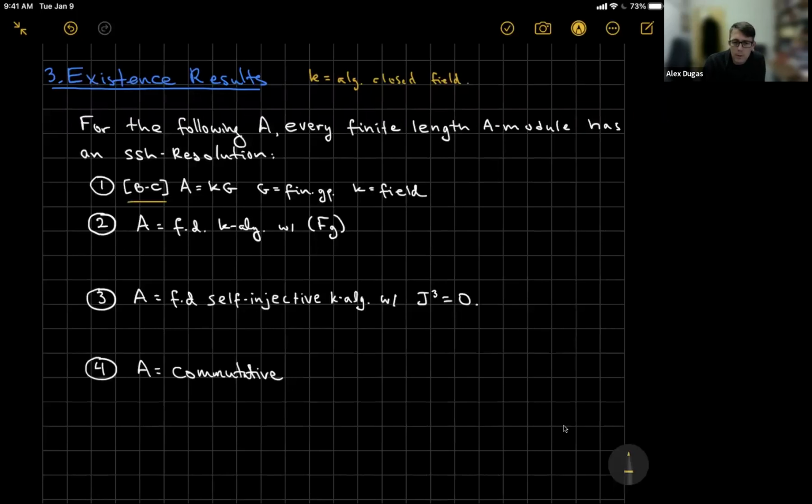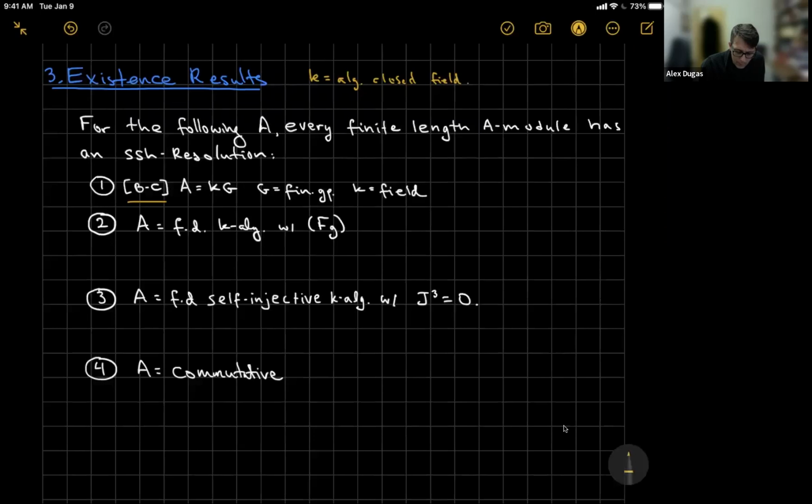The first result here is just the result of Benson and Carlson. This is when A is a group algebra, with G a finite group and K a field. Of course, if the characteristic of K does not divide the order of the group, this would be trivially true because our group ring would be semi-simple. So this is really mostly of interest when the characteristic of K does divide the order of the group.